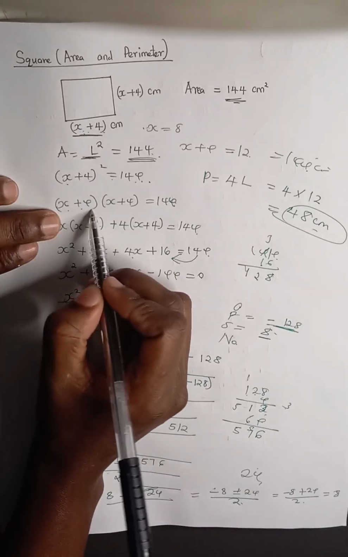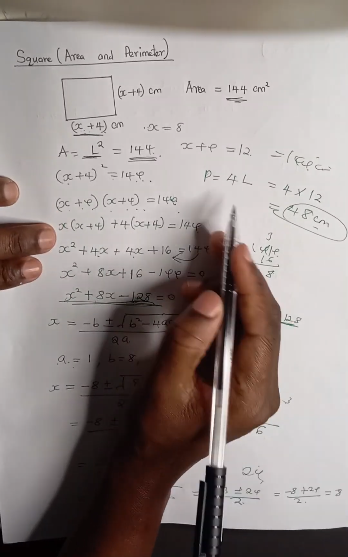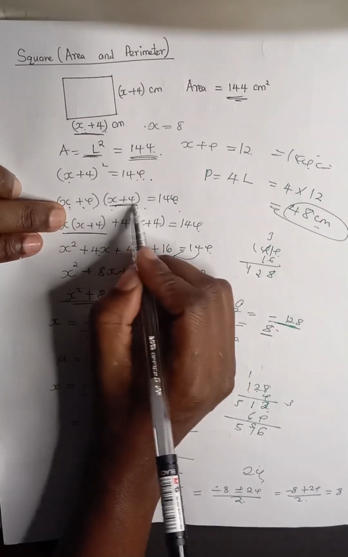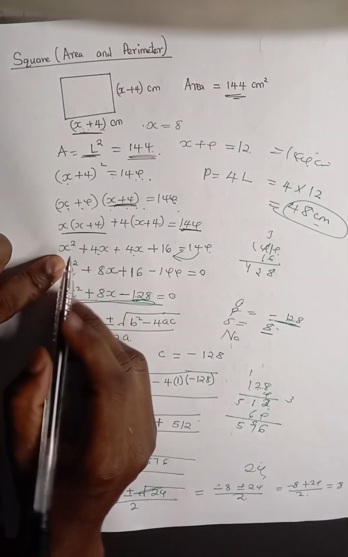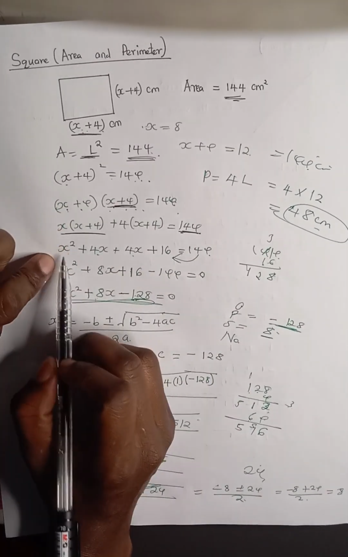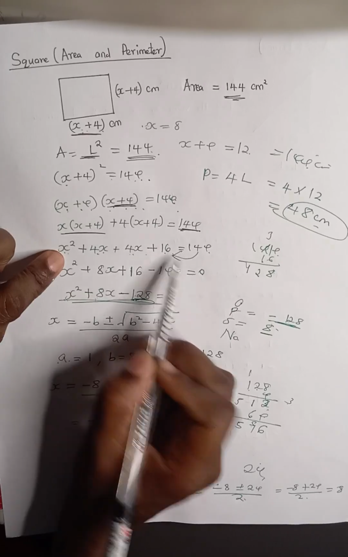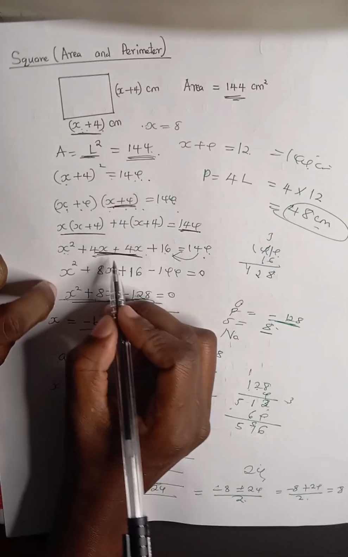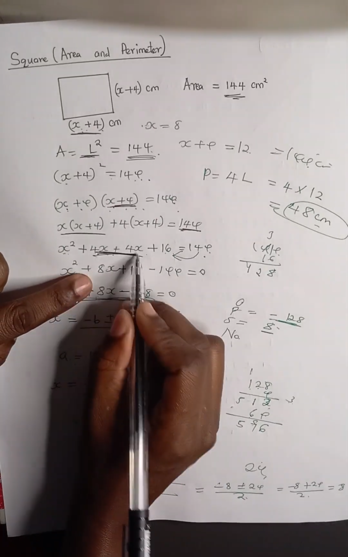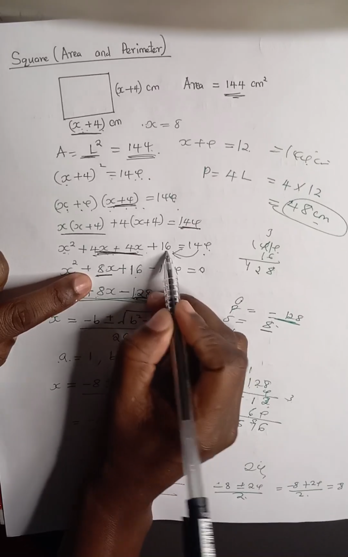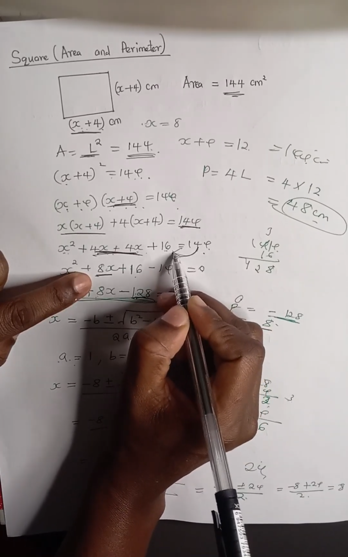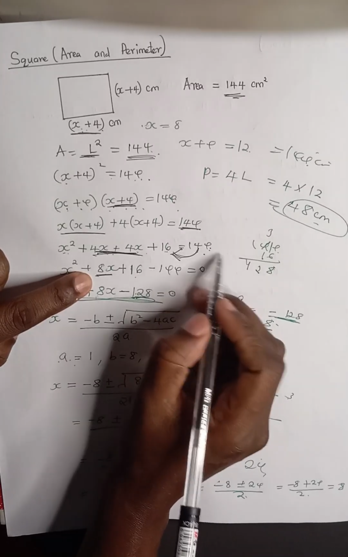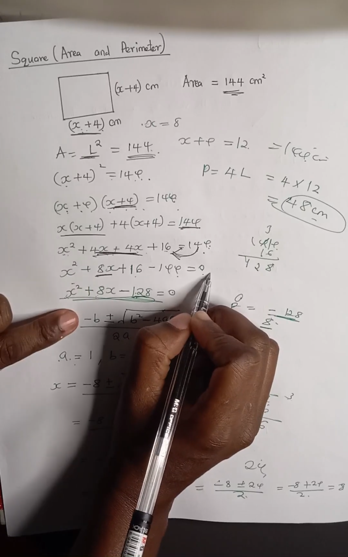Now, (x + 4) squared, which is (x + 4) times (x + 4), is equal to 144. We open the brackets by multiplying this x times this part plus 4 times this part, and equate it to 144. Now, after opening the brackets, it is x squared plus 4x plus 4x plus 16 equals 144. Next, we add the like terms together. It will be x squared plus 4 plus 4, which is 8x, plus 16. And when we bring this 144 to the other side, it will be negative, because on this side it is positive. So it will be minus 144 equals 0.